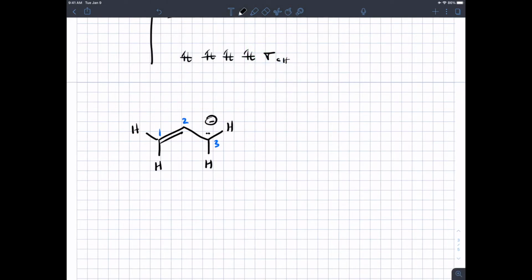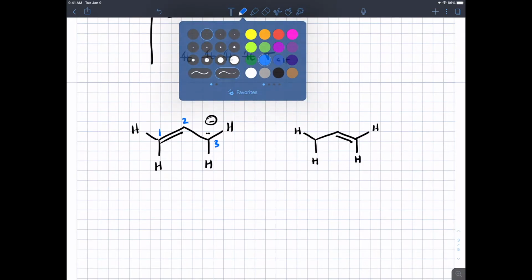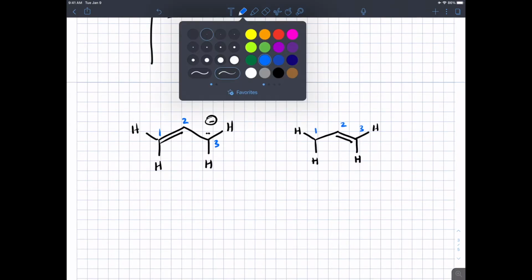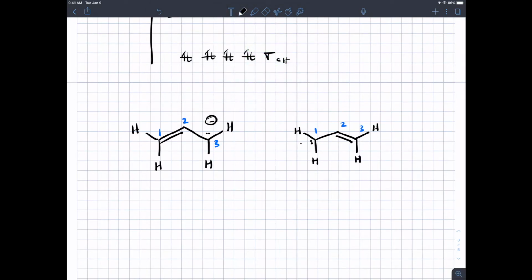And this is a Lewis structure. I'm going to draw another Lewis structure with the same atoms all in the same place, but with a different arrangement of electrons. Instead of having a pi bond between carbons 1 and 2, I'm going to put it between 2 and 3. And instead of having a lone pair on carbon 3, I'm going to put it on carbon 1. I'm going to use this double-headed arrow to indicate that these are resonance structures.